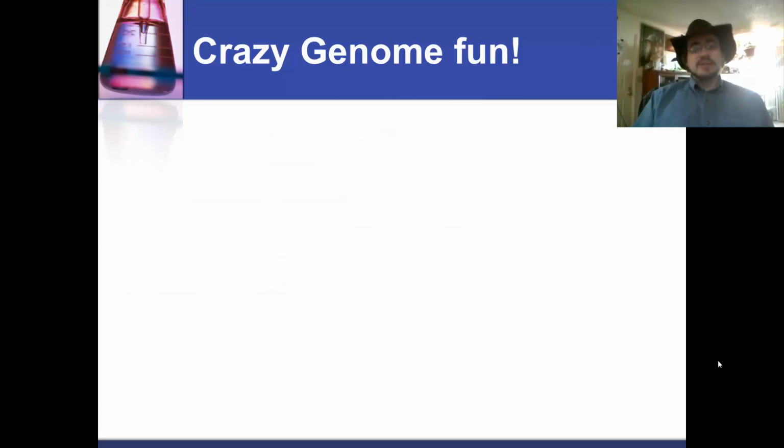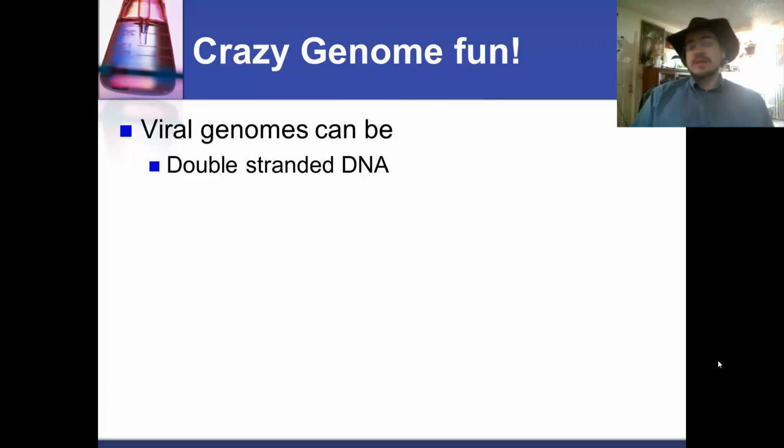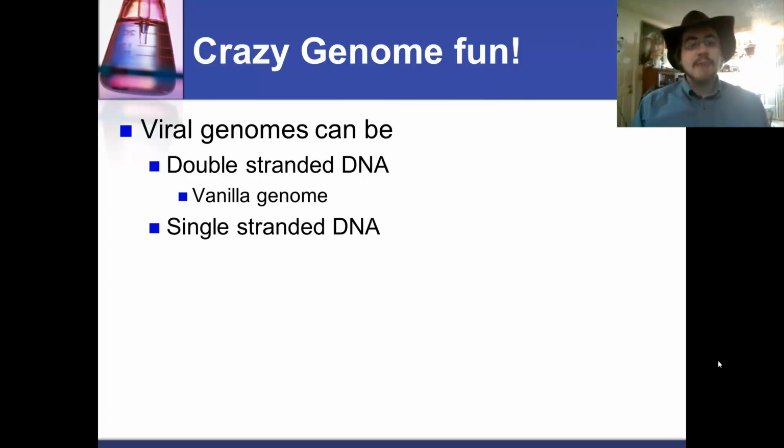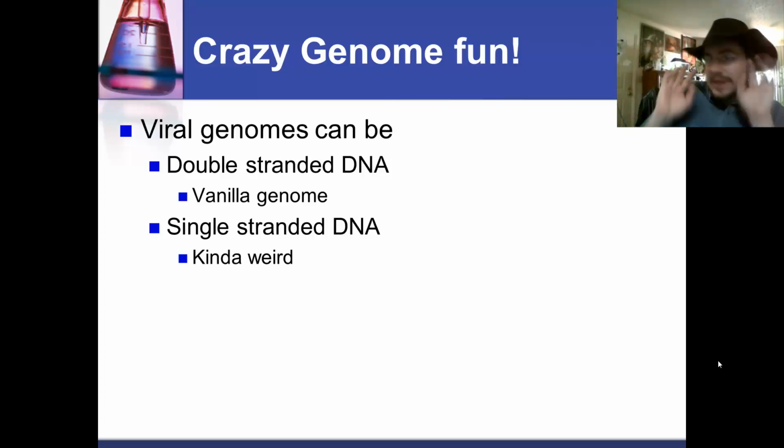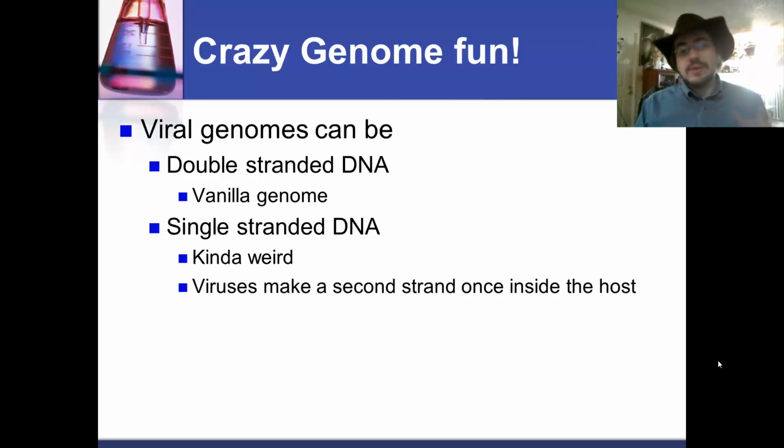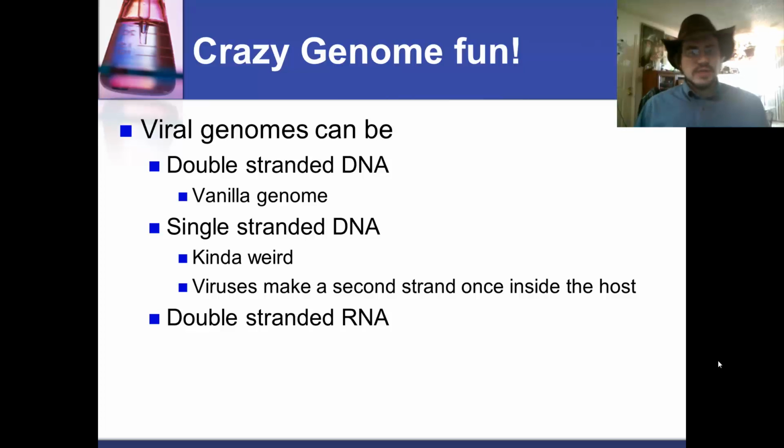So let's look at some of these crazy genomes. Viral genomes can be double-stranded DNA. Yawn. Just like regular genomes. Who cares? But then you can have single-stranded DNA, which is kind of weird, but still DNA, so I can see it. Once they get inside the host, they make a second strand and convert it to double-stranded DNA, so the host is like, oh, well, that I recognize. And then it reads the viral DNA and goes, oh, crap, I guess I'm just going to be hijacked and make everything the virus wants me to make. And then there's double-stranded RNA.